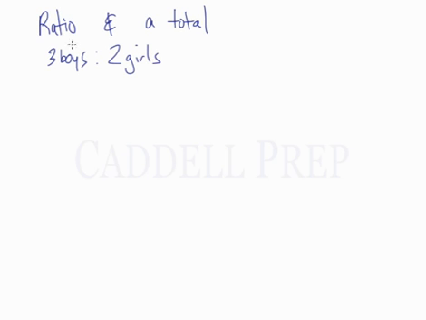Let's look at another question. This question involves a ratio and a total. So in the previous question we had a ratio and we had one of those quantities. So again, I'll give you an example. The ratio is 3 boys to 2 girls. And they give us one of these values, like they gave us the number of boys or the number of girls. We'll set up a proportion. Boys over girls equals boys over girls.